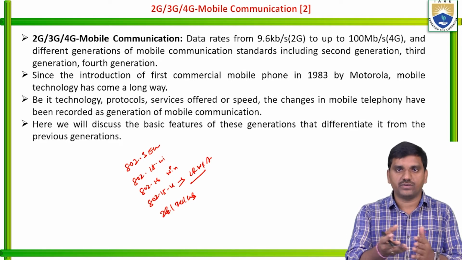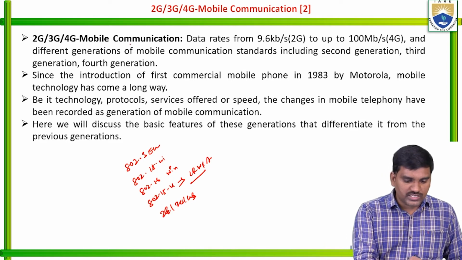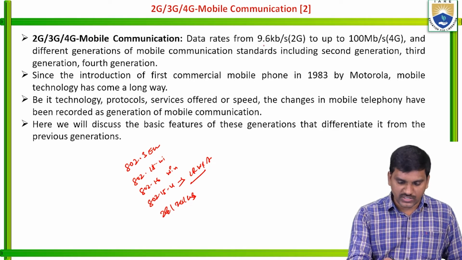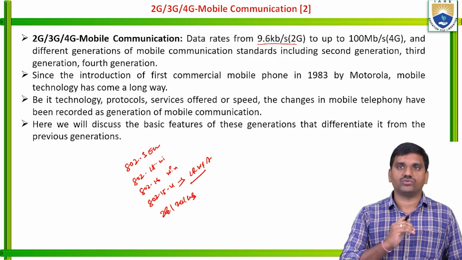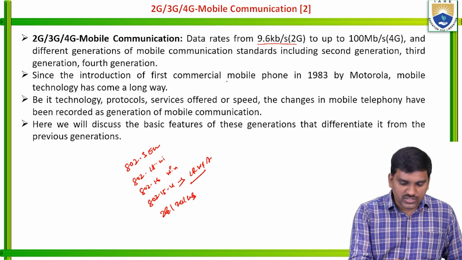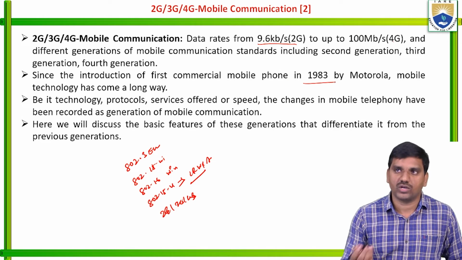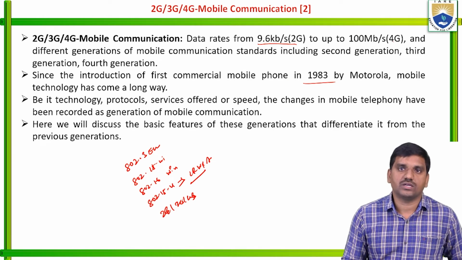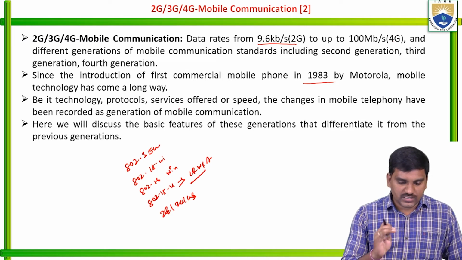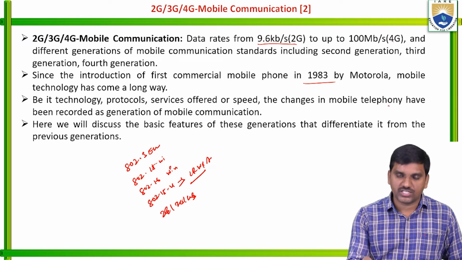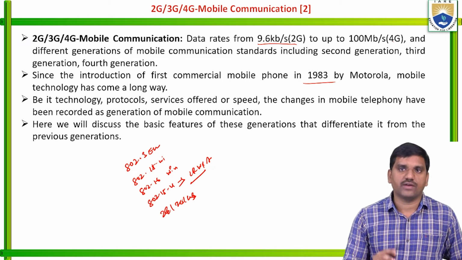What are the differences among them all? For 2G, 3G, 4G mobile communication, data rates range from 9.4 kbps for 2G up to 100 Mbps for 4G, across different generations of mobile communication standards. Since the introduction of the first commercial mobile phone in 1983 by Motorola, mobile technology has come a long way. Changes in technology, protocols, services offered, and speed in mobile telephony have been regarded as generations of mobile communication.